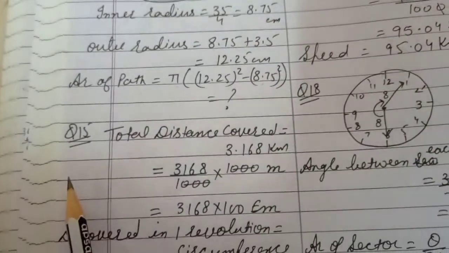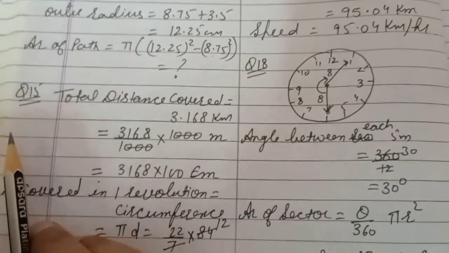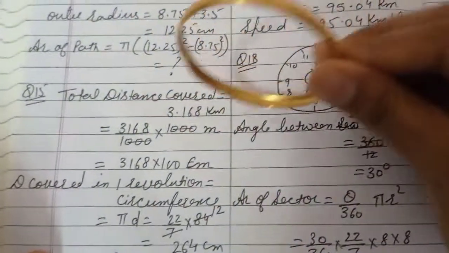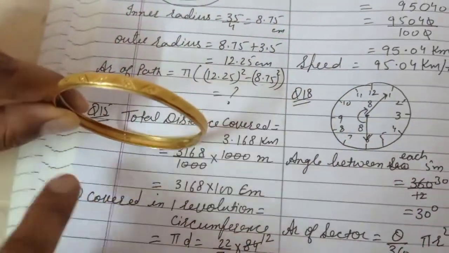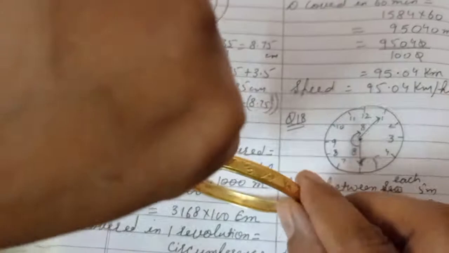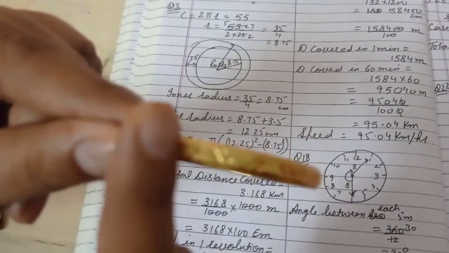15th question. A wheel has a diameter of 84 centimeter. Find how many complete revolutions. Children, let us suppose this is a wheel. Clear? When the wheel is revolving, you can see the outer part of the wheel is touching the surface. So in one revolution, what is the distance covered? One time the outer boundary is touching, meaning in one revolution this portion is touching, that is the circumference.